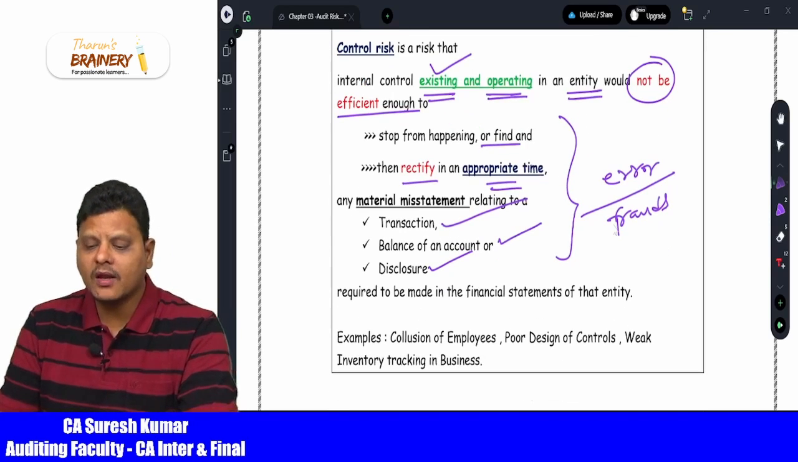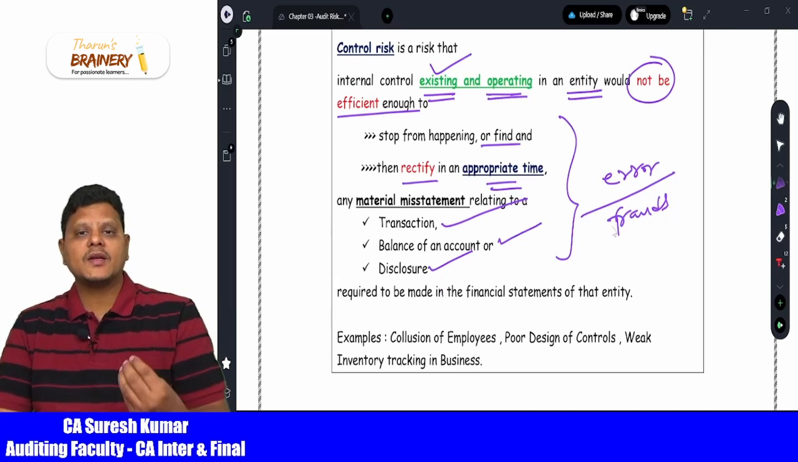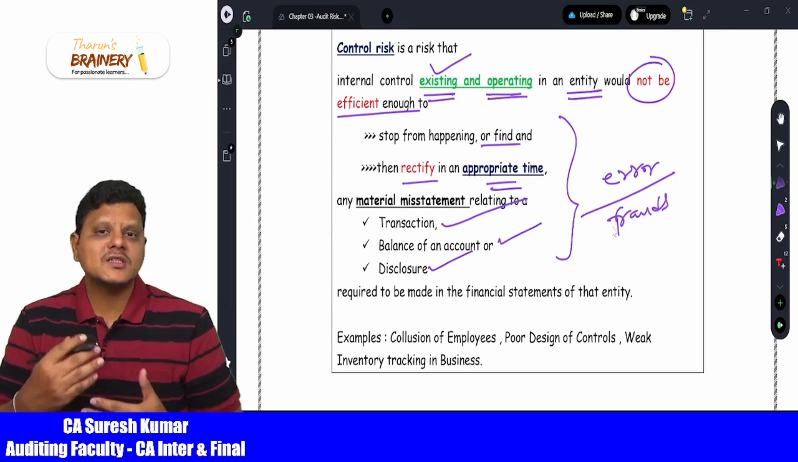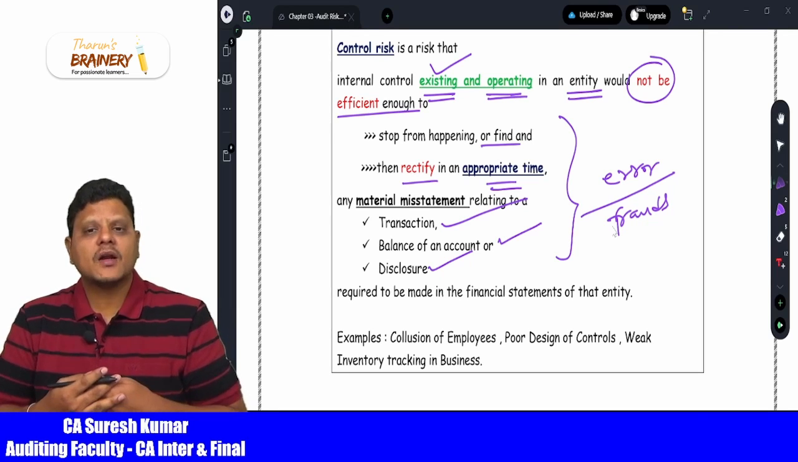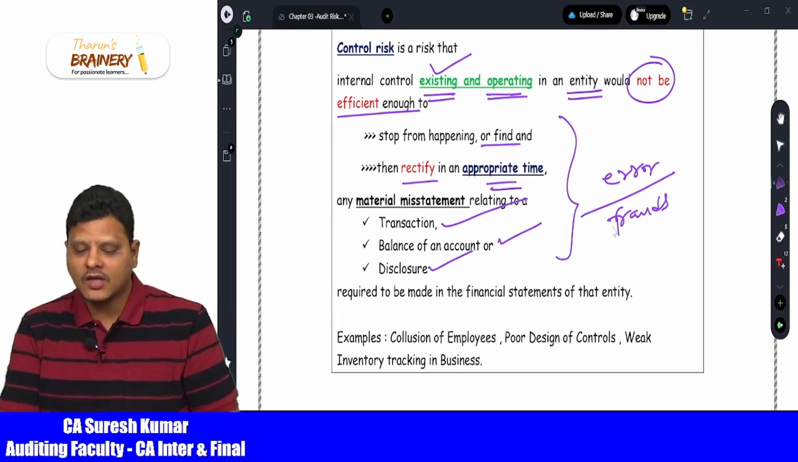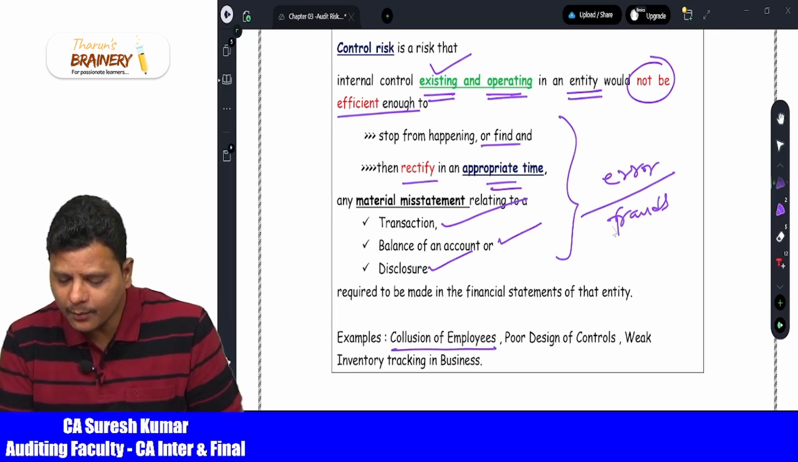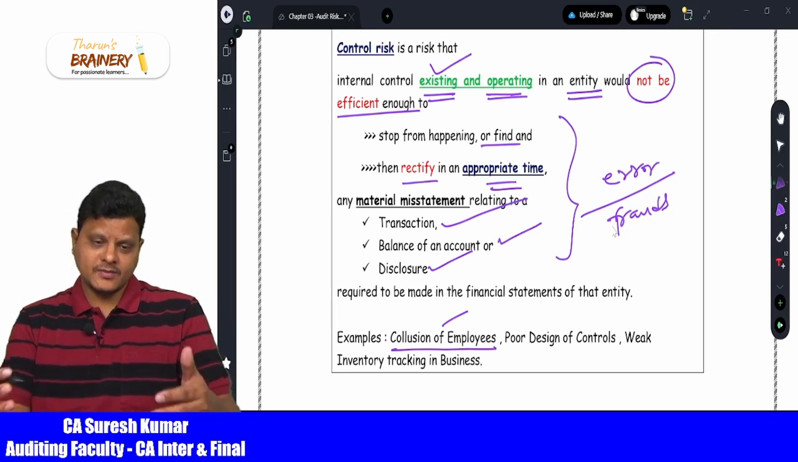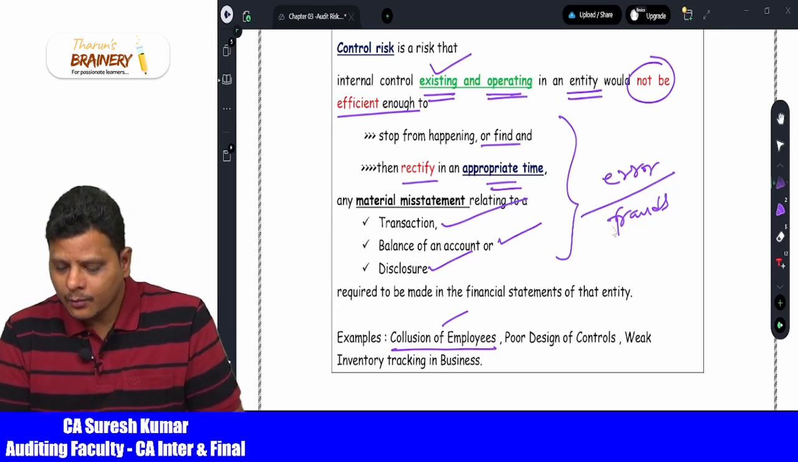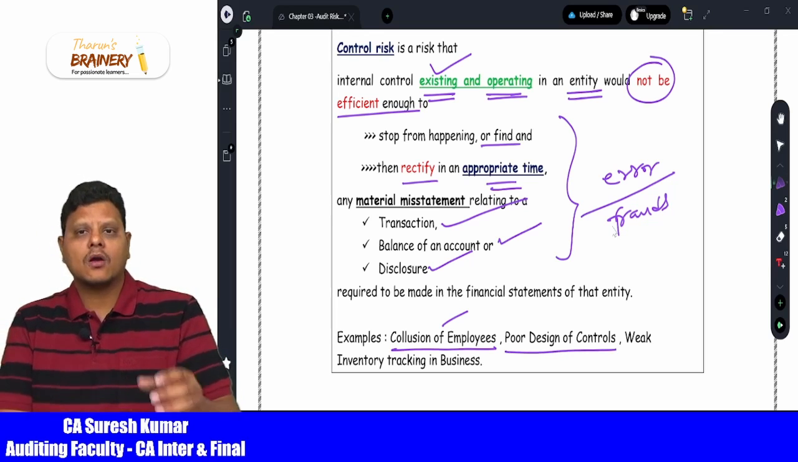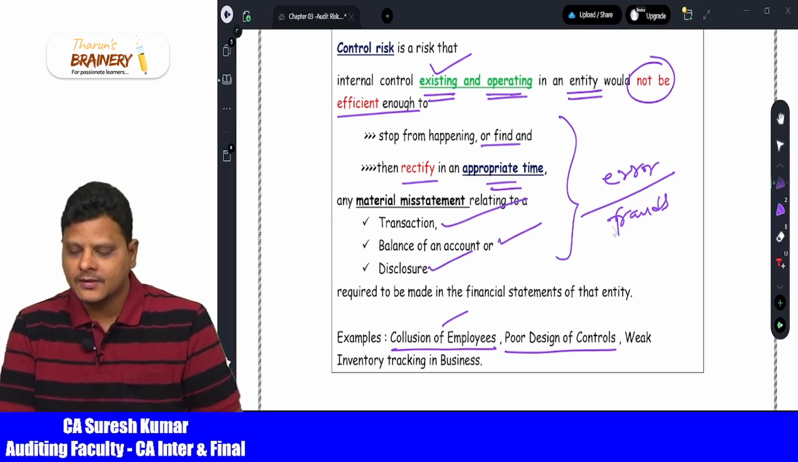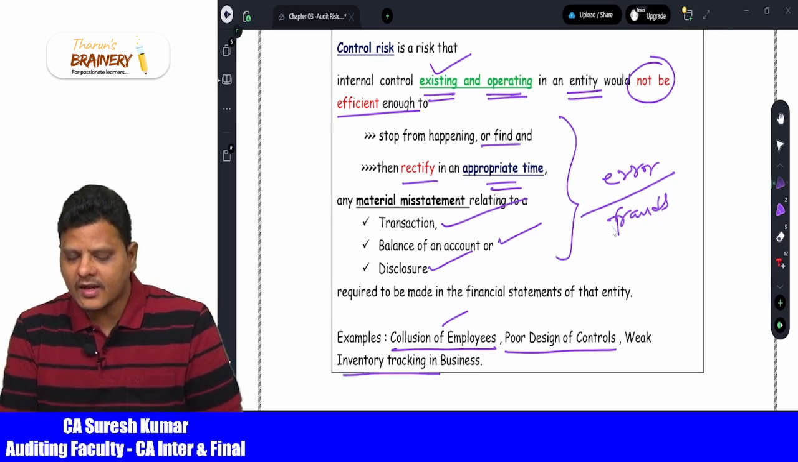Errors and frauds. Why? Sir, management has introduced the control, so why is it still happening? Even though management introduces controls, it may not be possible for every employee to follow the control exactly. There may be a possibility of collusion of employees: two or more employees coming together in order to commit a mistake. Poor design of controls: the control exists, but it is not suitable for the organization. Weak inventory tracking in the business.